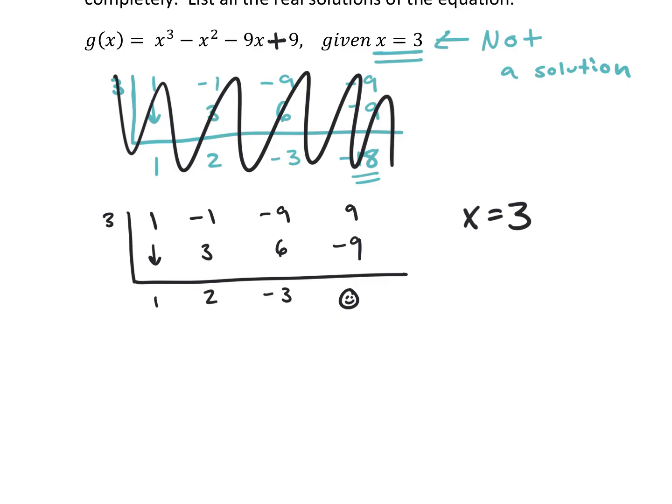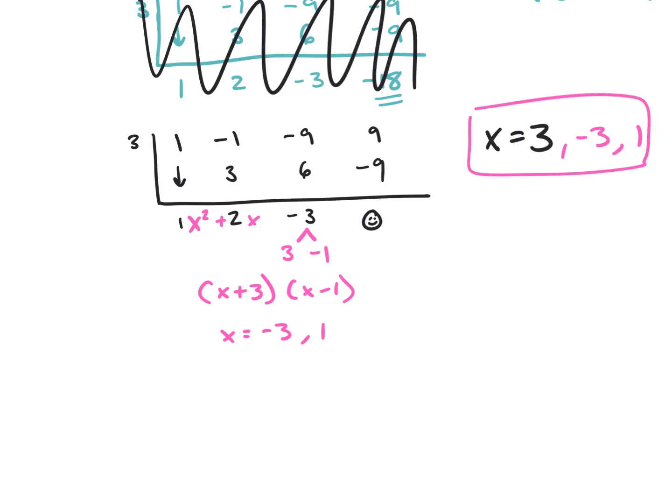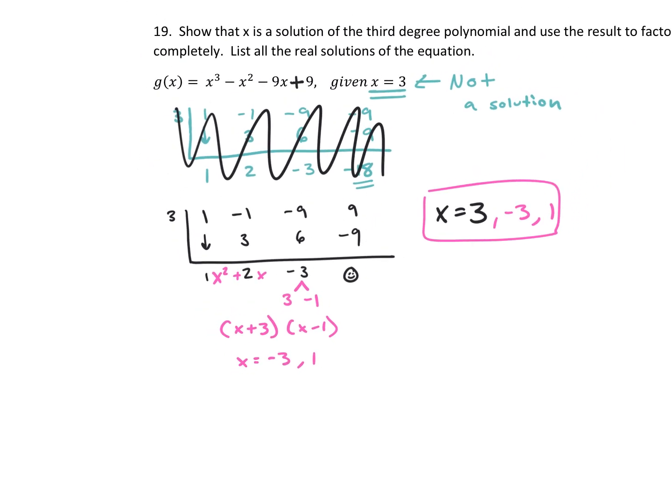To find our remaining solutions, we're going to factor this. So it'd be x squared plus 2x minus 3. What are two factors of negative 3 that add to 2? 3 and negative 1. So x plus 3, x minus 1. So x equals negative 3 and positive 1. So in order for it to be a factor, you need 0 as your remainder when you do division. This one, there was just a typo in the question.